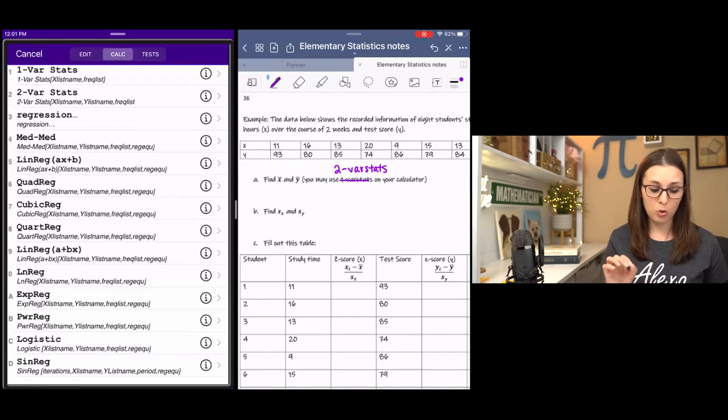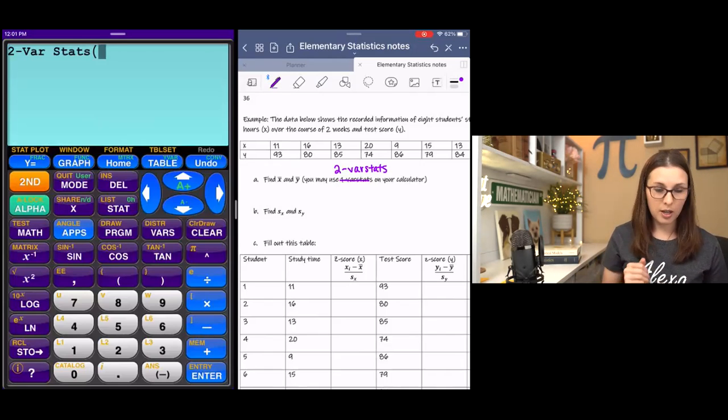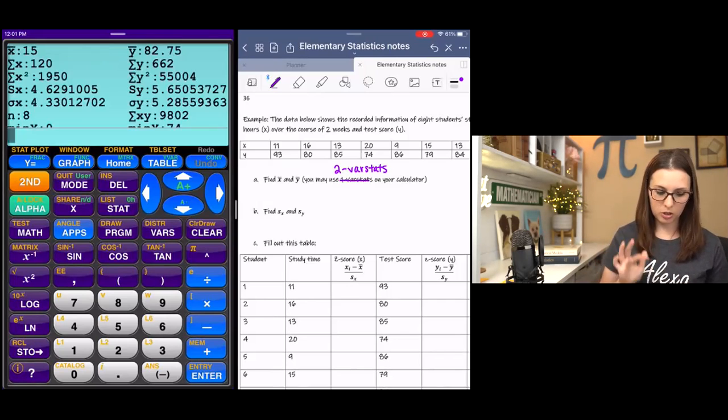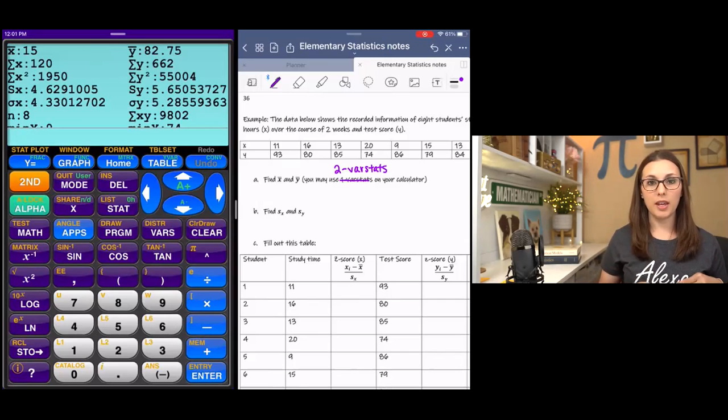And my second option is 2 var stats. That means 2 variable statistics. And then with that, you can see in parentheses the X list, the Y list, and the frequency. I don't have a frequency, so that's not going to matter. So I'm going to click that one. And then my X is in L1. So I'm going to do second 1, comma, my Y is in L2, second 2. Close it, enter.